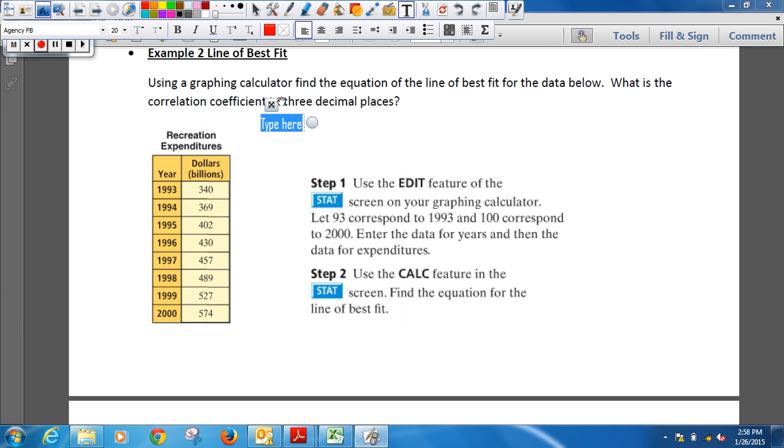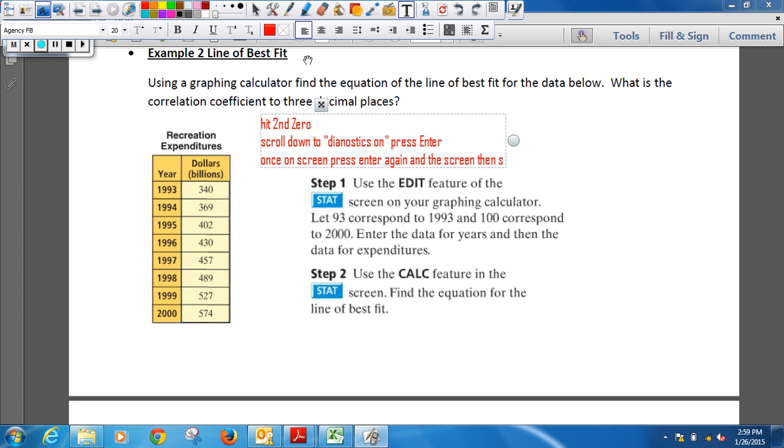I need you to hit second and then 0. Once you are there, you need to scroll down to diagnostics on and press enter. Once on the screen, press enter again, and the screen then should say done. That means you have turned the diagnostics on, so the following part of this then will work.